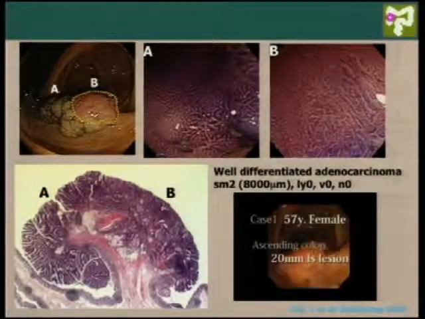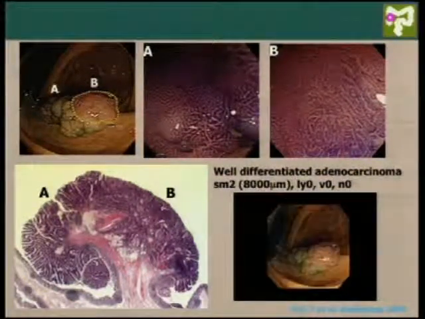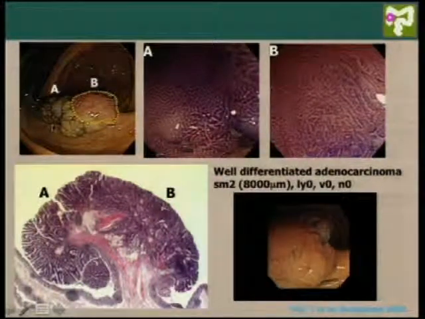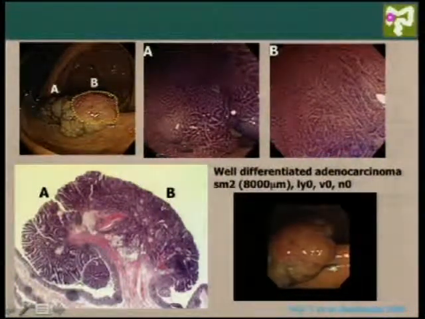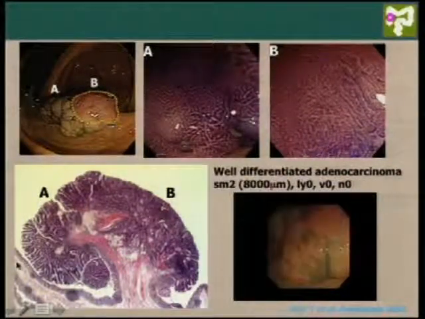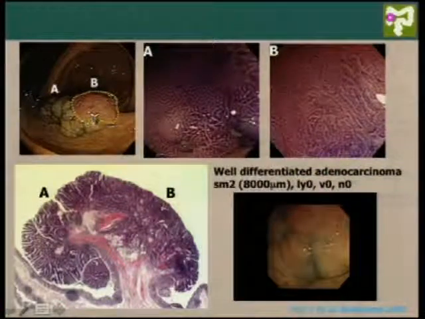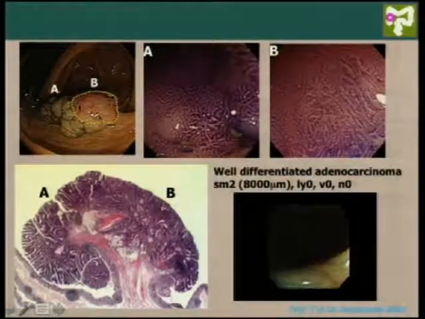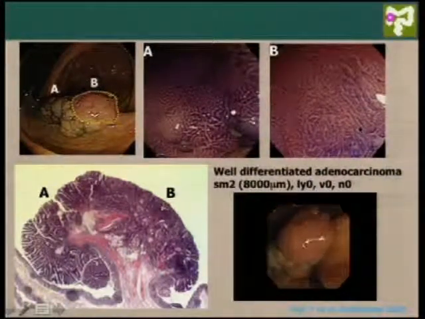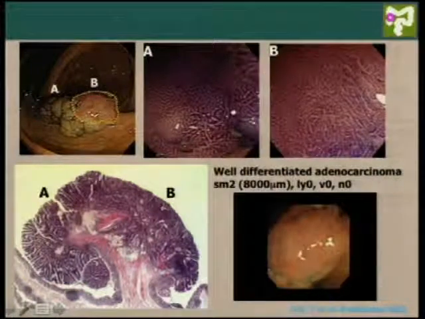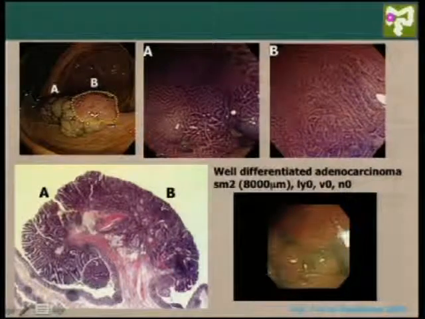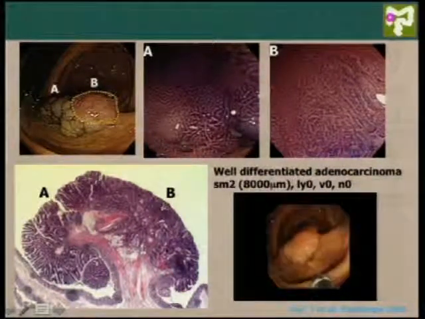This region is a good example to show the utility of invasive pattern. In the left side of this region, you can see regular PIT pattern, non-invasive PIT pattern, corresponding to intramucosal region. In contrast, in the right side of this same polyp, you can observe irregular distorted pit within the marked reddened area. This corresponds to SM deep invasive cancer. So PIT pattern well correlates with histology.